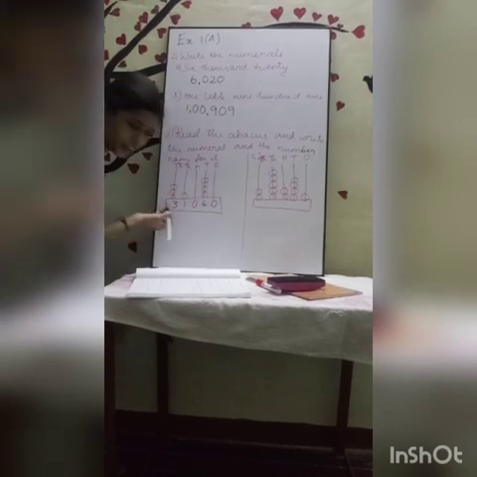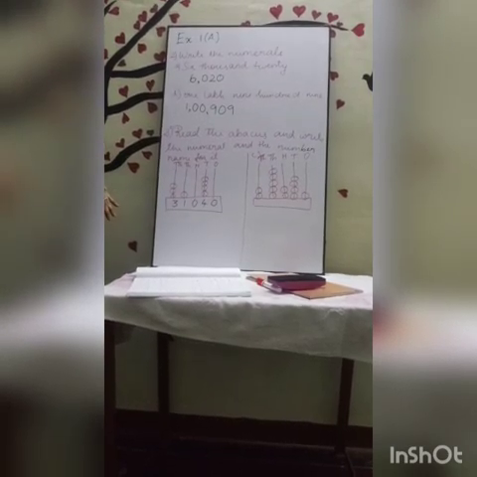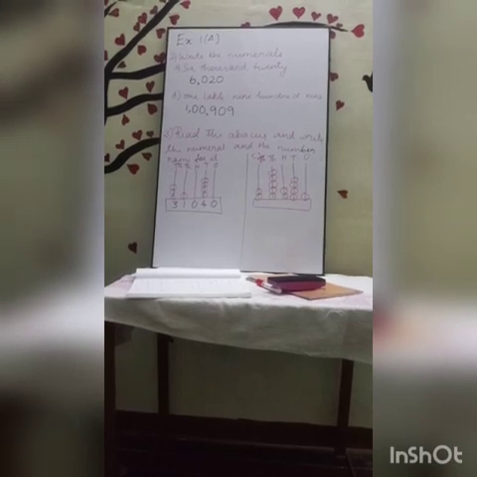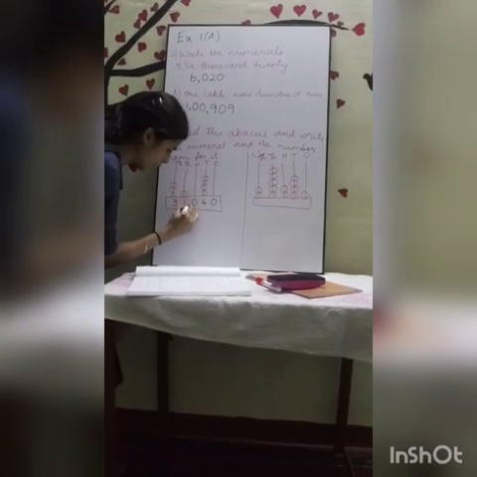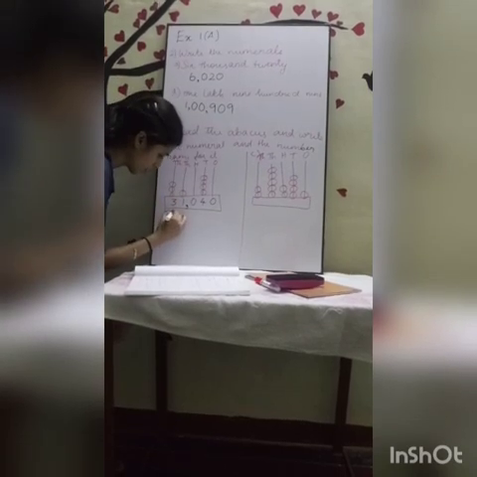So actually you got your number, which means you got your numeral. Now what is your next question? You have to write the number name. So how will you write? 31,000.